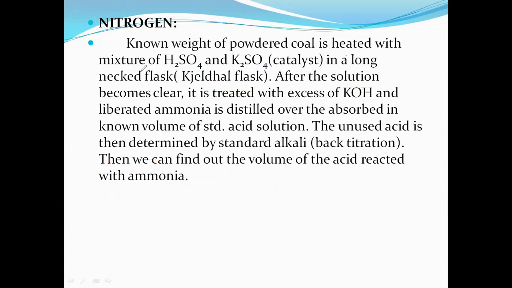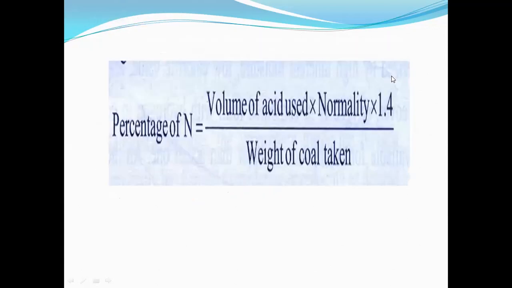So we'll see the calculation based on the formula. Now, the percentage of nitrogen is identified based on the volume of acid used. The acid we use here is sulfuric acid. In the calculation we take the volume of sulfuric acid used and its normality. Mostly we are taking 0.1 normality.